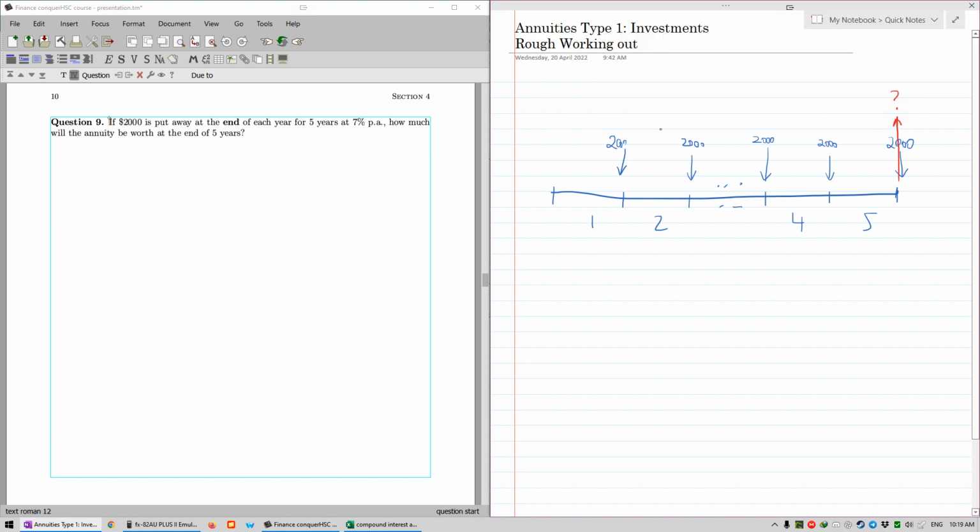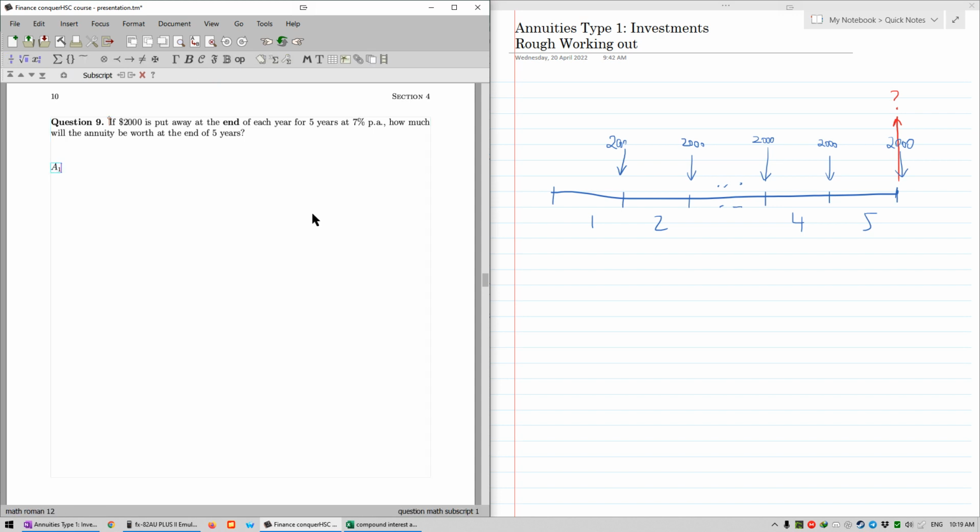All right. So once again, this time I'm not going to do any rough working out over here. Let's just go directly from the timeline we've drawn to writing out each investment. So our first investment, what is that? How much will it be? Well, it's definitely 2,000, right? And it's 1 plus 7%, so it's going to be 1.07.